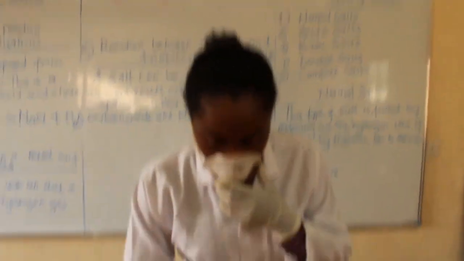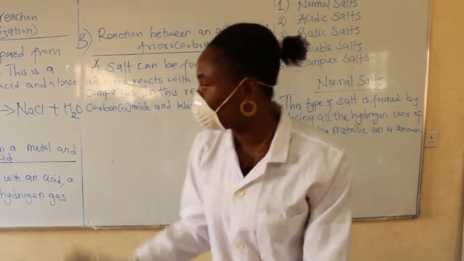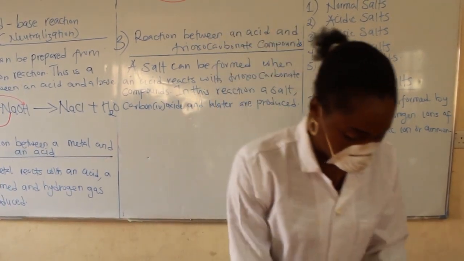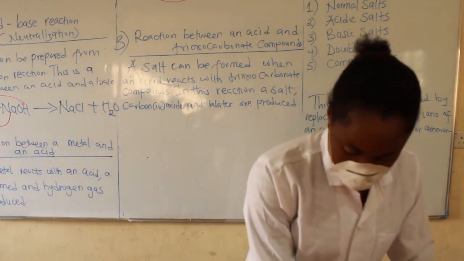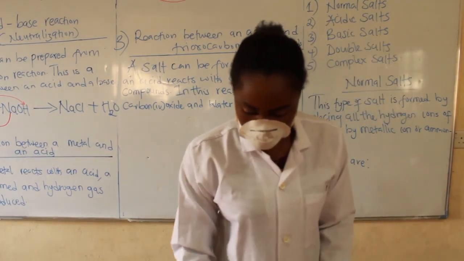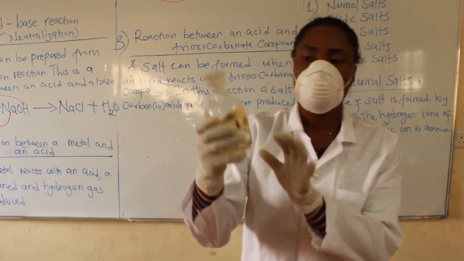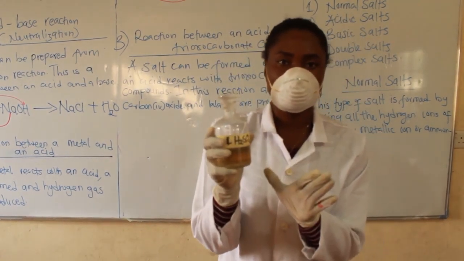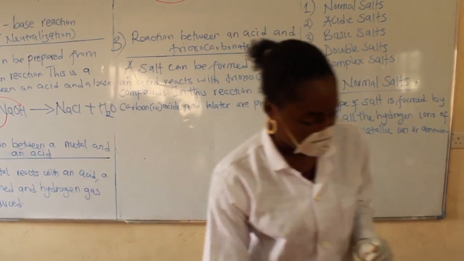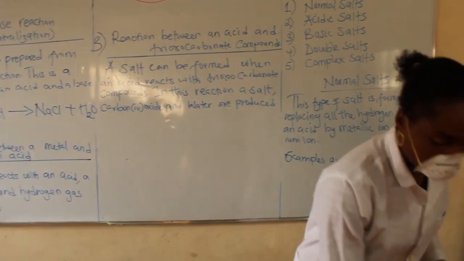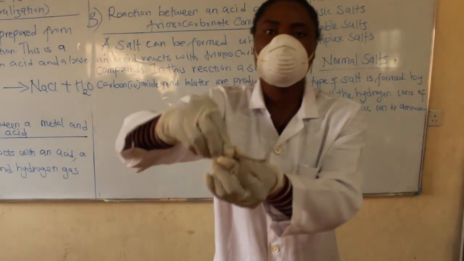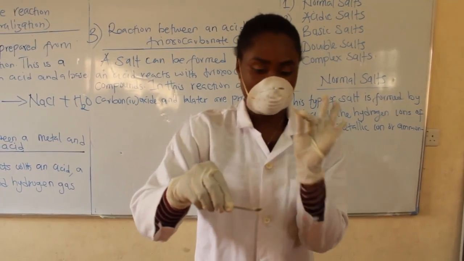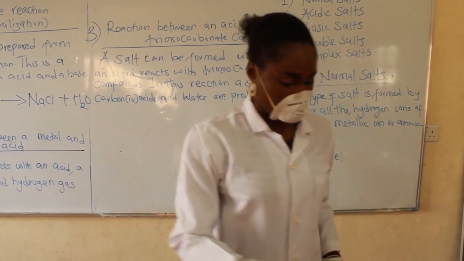Now the reason why I'm wearing this is because the hydrogen gas sometimes tries to be choking, so you try to avoid that. This is our dilute H2SO4, sulfuric acid, and this is our sodium metal. You can look at it very well. This is how sodium metal looks like. It's a soft metal, shiny.